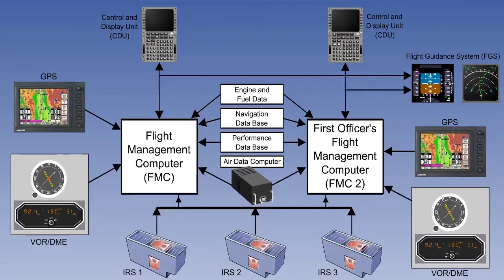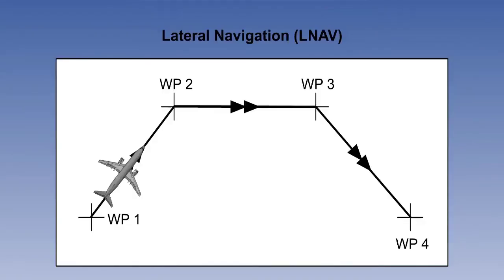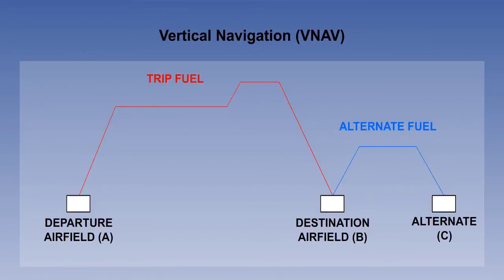The commands generated to the flight guidance system give 2 types of guidance. The first is lateral navigation, or LNAV. This is in the horizontal plane, steering the aircraft left or right as required to follow a route through a series of waypoints to the destination. The second is vertical navigation, or VNAV. This is the vertical profile and takes account of the optimum flight level for the weight and distance, the fuel used and the diversion requirements.